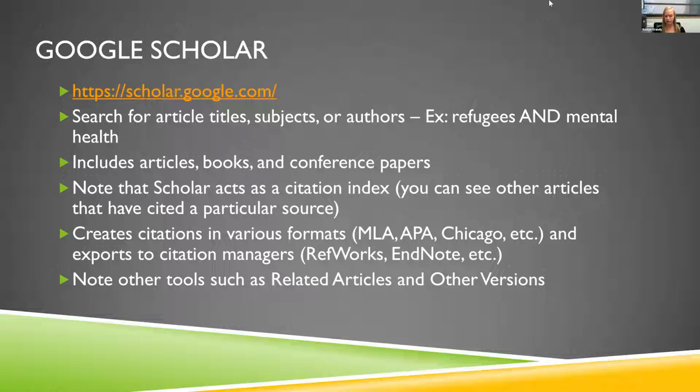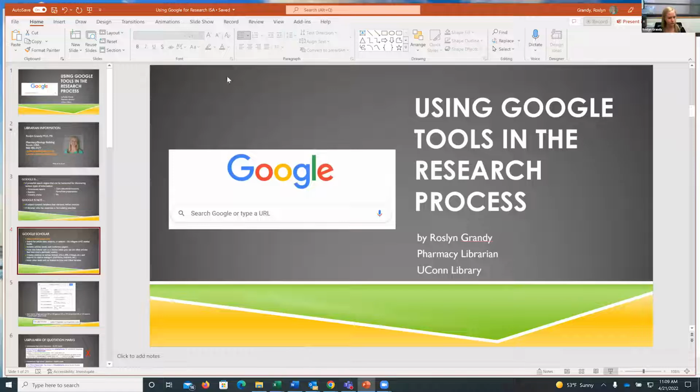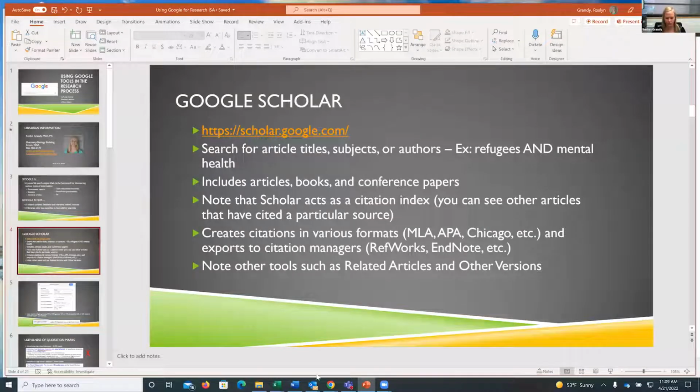So that is one advantage of Google Scholar over the subscription-based citation indexes. It also does create citations for you, but you do have to be careful because these are auto-generated citations, so sometimes there will be missing information or incorrect information that you need to correct. And there are also tools like related articles and other versions. So I'm going to go right now into Google Scholar.